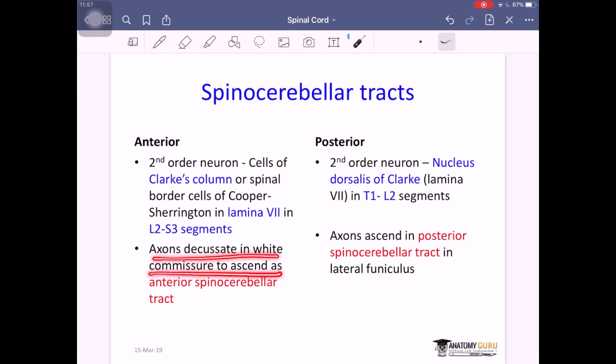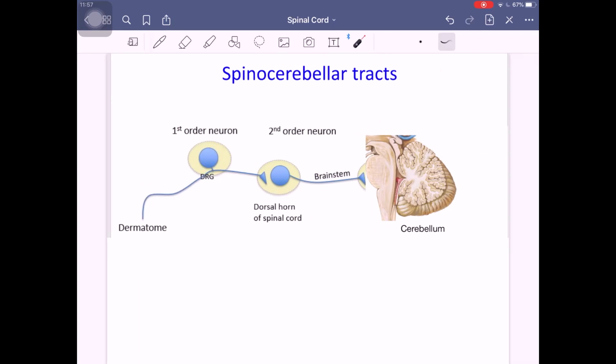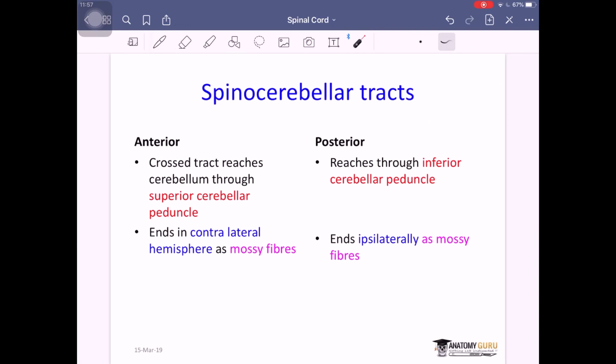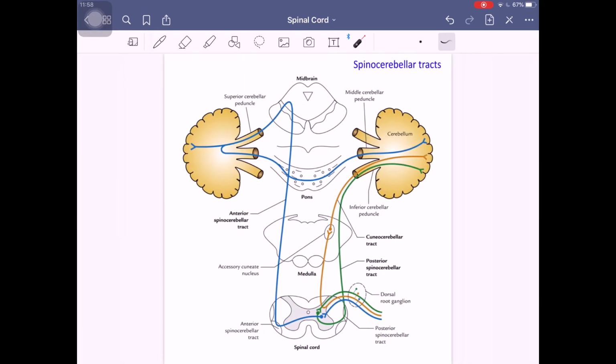Now the anterior will cross, the axons decussate in the white commissure to ascend as the anterior spinocerebellar tract, whereas the axons ascend without crossing as the posterior spinocerebellar tract in your lateral funiculus. So this is again the same thing, and this is the same part we have already discussed. Now the crossed tract reaches the cerebellum through the superior cerebellar peduncle and ends in the contralateral hemisphere as mossy fibers. The uncrossed one reaches via the inferior cerebellar peduncle and ends on the same side, ipsilateral, as mossy fibers.